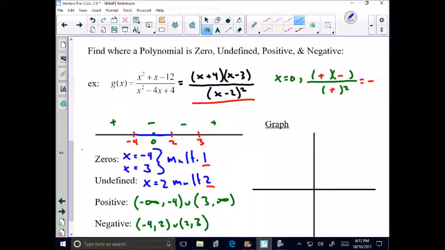So right here we can say that our function is going to be positive on the intervals from -infinity to -4, and from 3 to positive infinity, and our function is going to be negative on the intervals from -4 to 2, and from 2 to 3. And again, we'll worry about graphing on Friday. We'll talk about that more then.